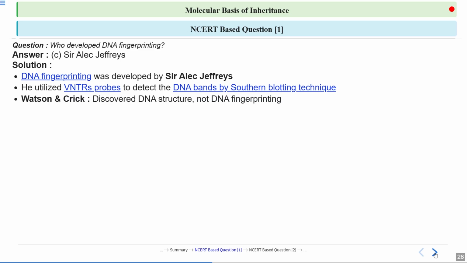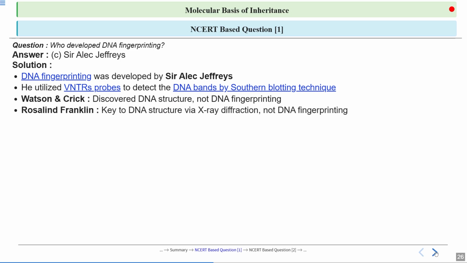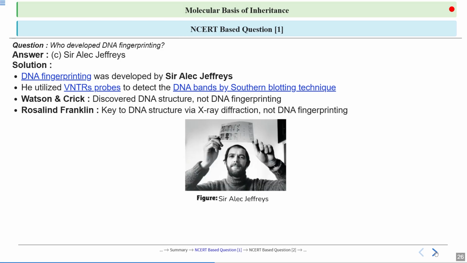Watson and Crick did what? Watson and Crick discovered the DNA structure, not the DNA fingerprinting. And Rosalind Franklin did what? Rosalind Franklin provided the key to DNA structure via X-ray diffraction, but not the DNA fingerprinting. Here is the picture of Sir Alec Jeffrey.